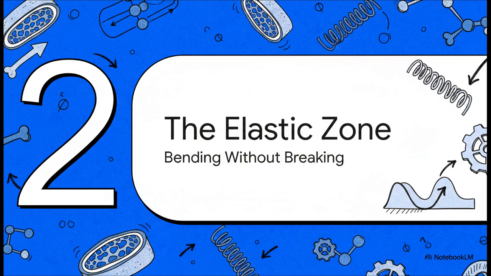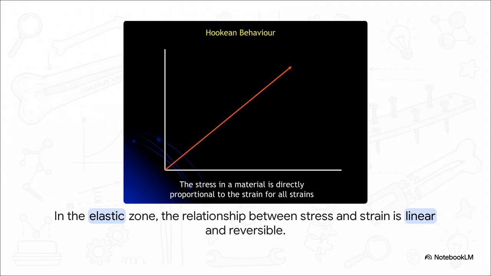So now that we have our terms down, let's see what happens when we start to apply a little bit of load to a material. We first enter what's called the elastic zone. And this is the zone of temporary, and this is the key word, reversible change. And that brings us to what is, without a doubt, the most important graph in all of material science, the stress-strain curve. We've got stress going up the side and strain along the bottom. And just look at that first part of the curve. It is a perfectly straight line. This linear, straight-line relationship is the absolute signature of the elastic zone.